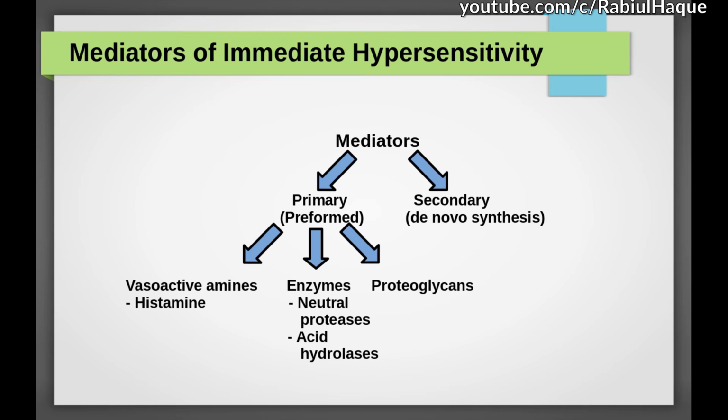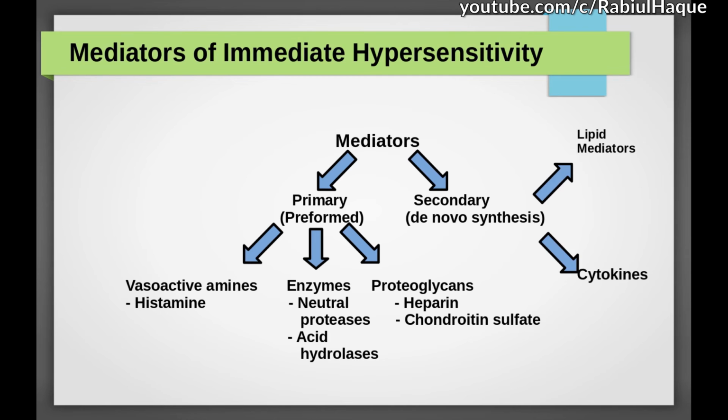Regarding the proteoglycans, they will include heparin and chondroitin sulfate. And what is their role? They serve to package and store the amines inside the granules of the mast cell. So always remember that the proteoglycans will include heparin and chondroitin sulfate, and their role is in packaging and storing the amines in the granules of the mast cells. So what are the secondary mediators? They will include lipid products and cytokines.